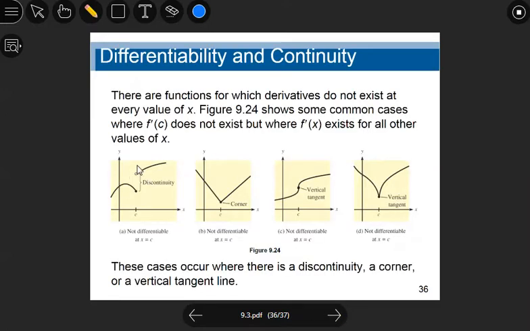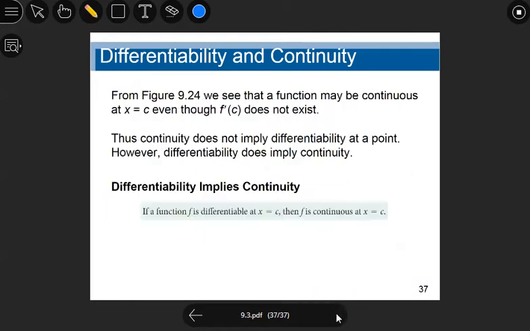So this point is discontinuous, you already know it. And this point is continuous, but it is not differentiable. The reason is we can't draw any unique tangent here. This point is also not differentiable, for the same reason: we can't draw a unique tangent. This point is also not differentiable. This is also very important.